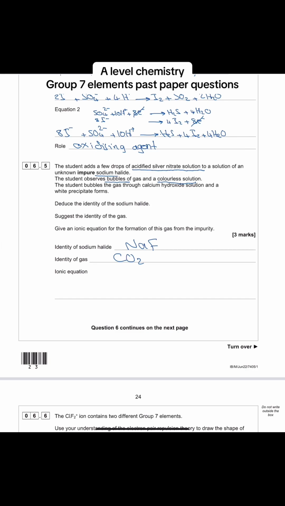The colorless solution means the halide here is the fluoride. So first of all, identify the sodium halide. This is going to be sodium fluoride because we didn't have any precipitate form. Identify the gas. This gas is carbon dioxide that comes from the presence of the carbonate. Then they want you to give an ionic equation for the formation of this gas from the impurity. The ionic equation is going to be the carbonate plus two hydrogen plus, which will give us carbon dioxide and water. So this is the ionic equation.